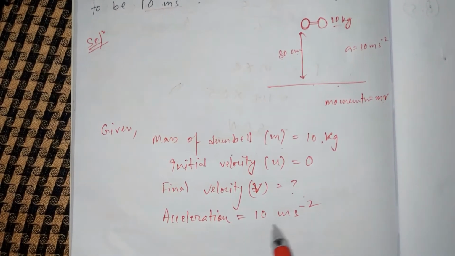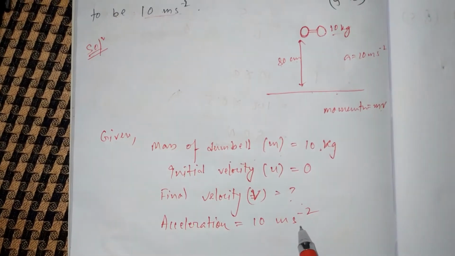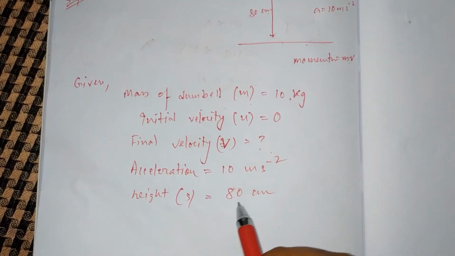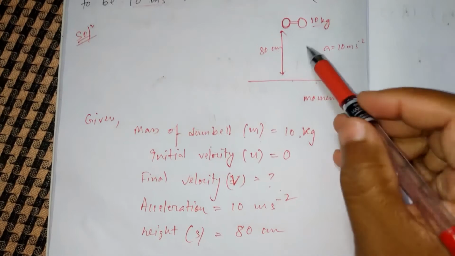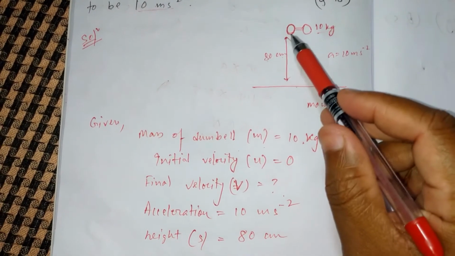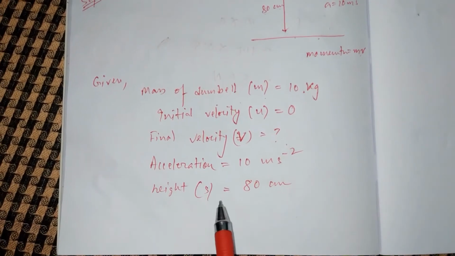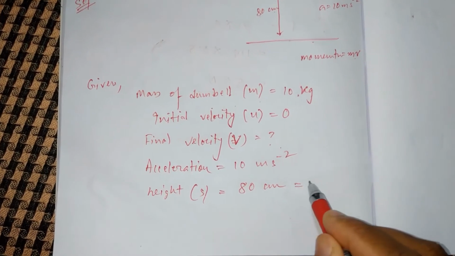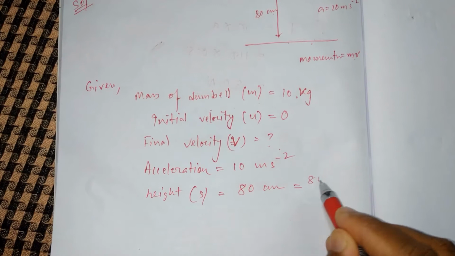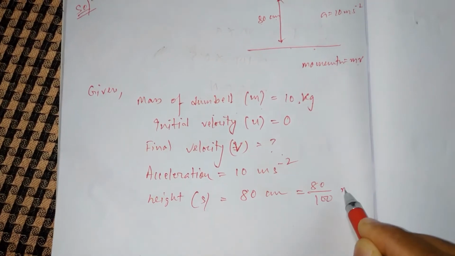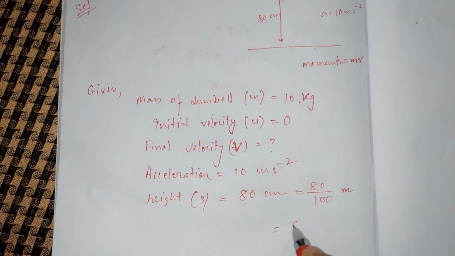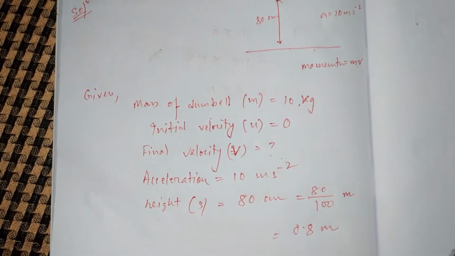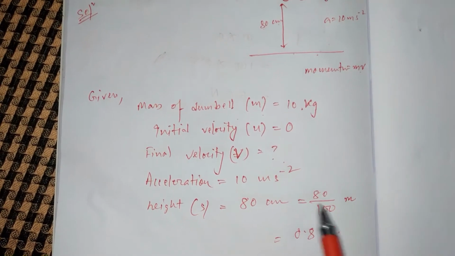And the acceleration is given here as 10 meter per second square, and we have height, s is how much? 80 centimeter, as this dumbbell is at height 80 centimeter, so we'll denote it with s, okay? So we need to convert it into meter. So how can we convert? We have to divide it by 100, then it will be converted into meter. So it will be 0.8 meter. So now let's see how to find the final velocity.